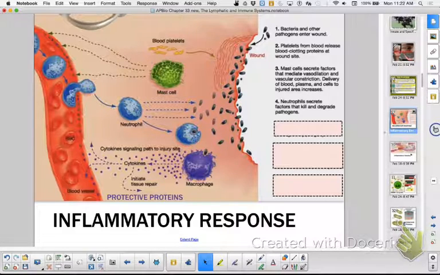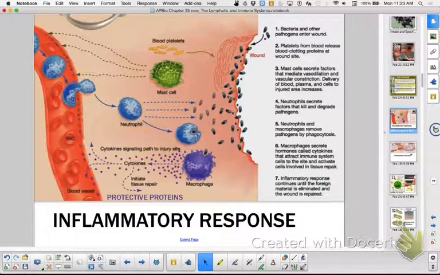Okay, so now neutrophils. Here's a neutrophil that came out. He's eating. He's usually first on the scene. Then the monocytes come out and become macrophages. And these macrophages are releasing chemical signals that other cells can receive to amp up the immune response.